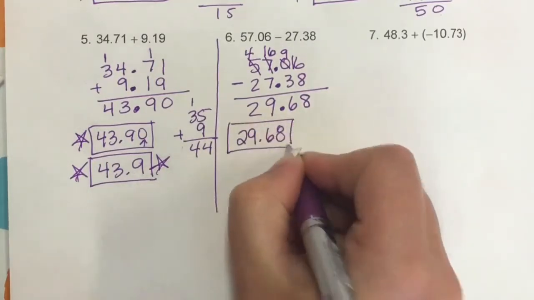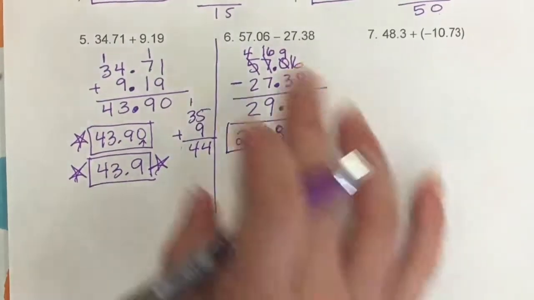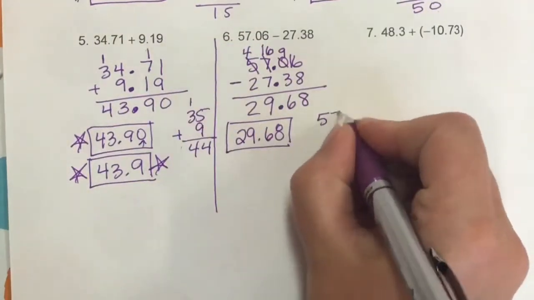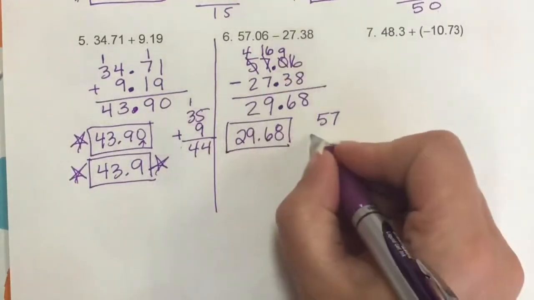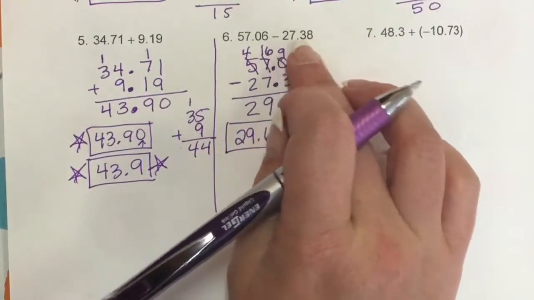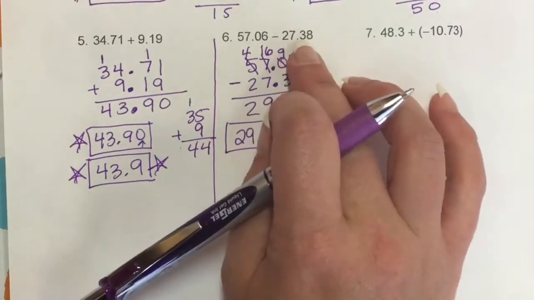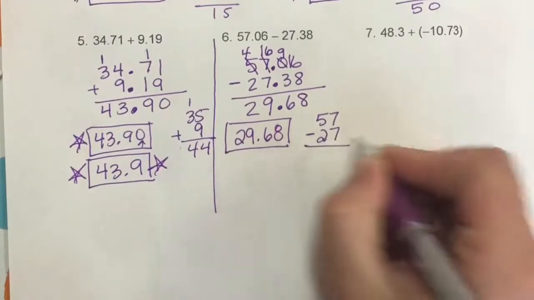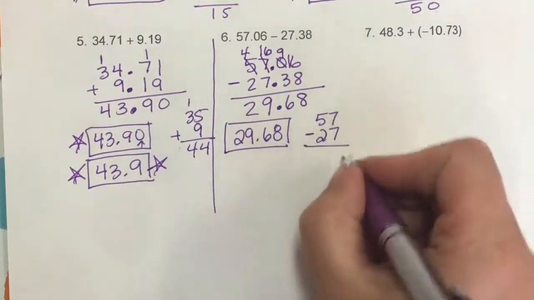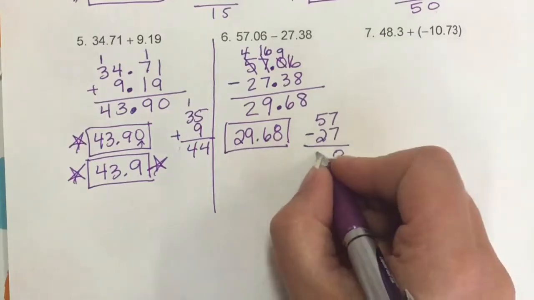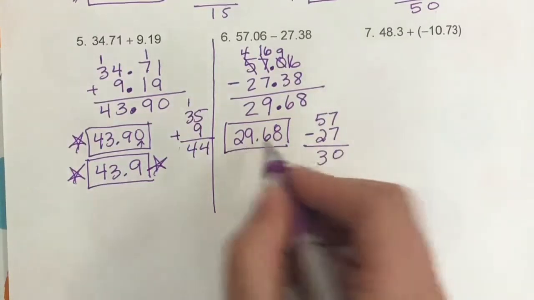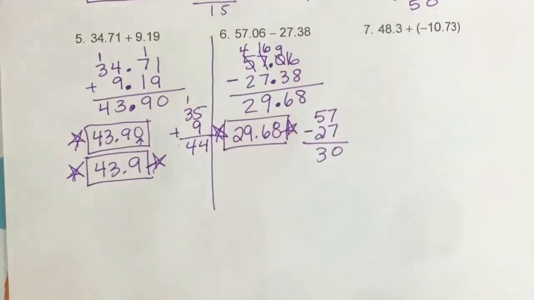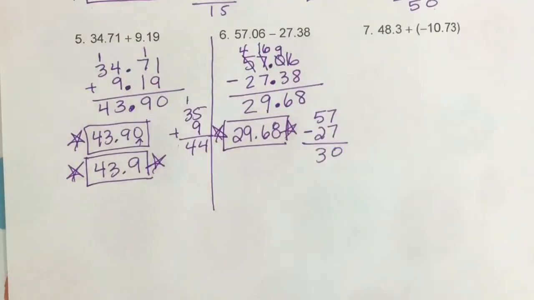But we need to estimate and see if our answer is correct. So 57.06, this is a 0, so that's just going to stay as 57 when we round it to the nearest ones. Subtracted by 27.38, we're going to round it to the nearest ones. This 3 is not a 5 or above, so that means 27 is just going to stay as it is. So we subtract those. 7 take away 7 is 0. 5 take away 2 is 3. And if we look, 30 is really, really close to 29.68, so that means that our answer is correct. Okay, on to the next one.